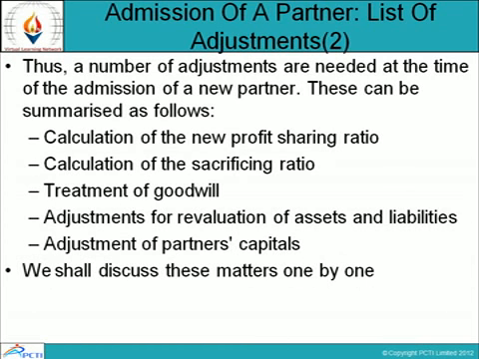Admission of partners, list of adjustments 2. Thus, a number of adjustments are needed at the time of the admission of a partner. These can be summarized as follows. Number 1, calculation of new profit sharing ratio. Number 2, calculation of the sacrificing ratio. Number 3, treatment of goodwill. Number 4, adjustment for revaluation of assets and liabilities. Number 5, adjustment of the partners' capital. We shall discuss these matters one by one.